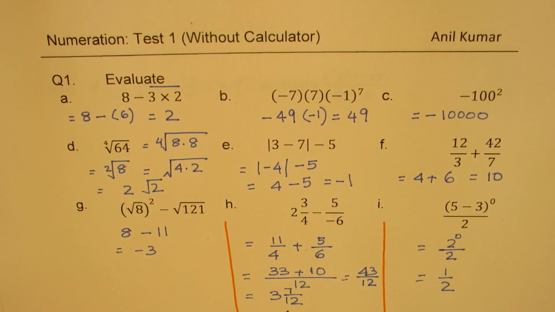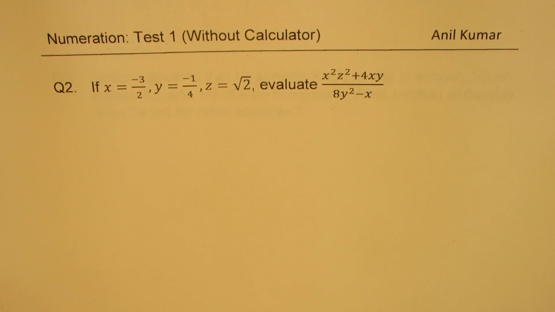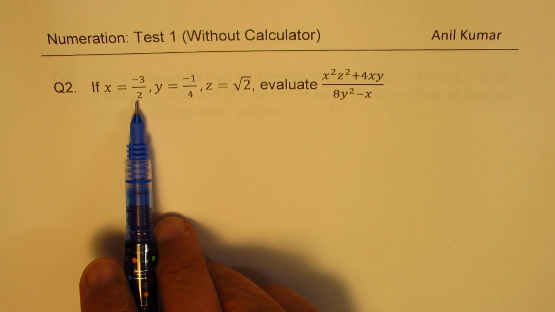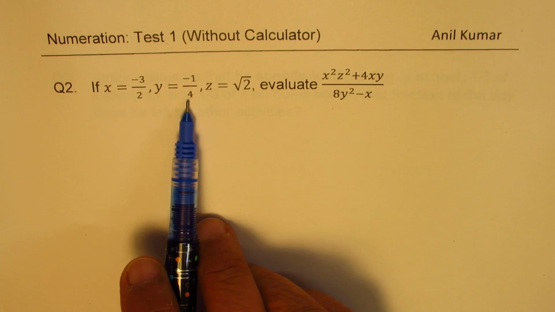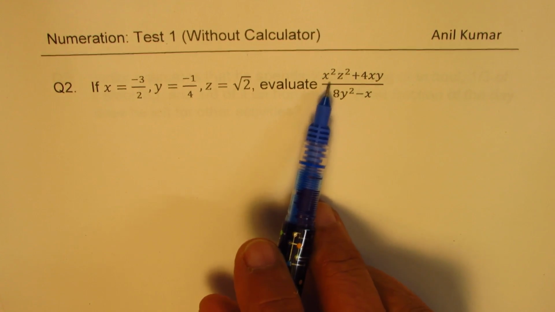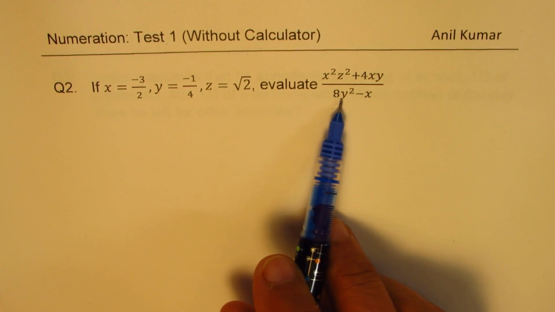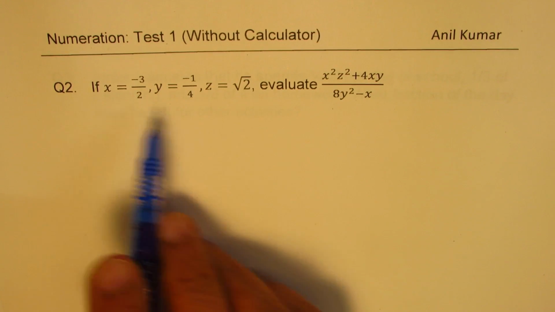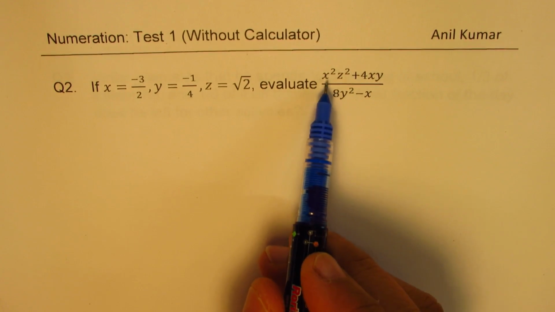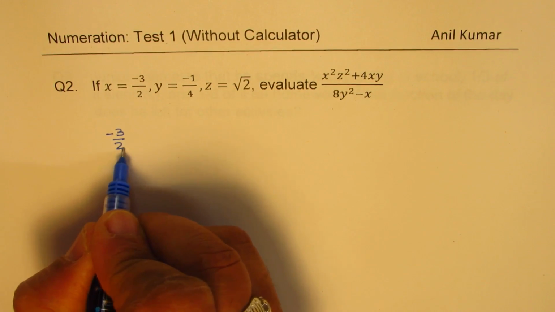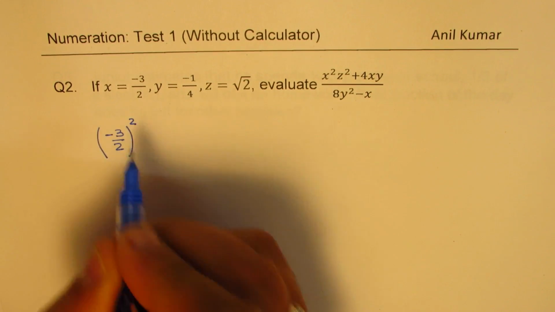Let's move on and take up question number 2. If x equals minus 3 over 2, y equals minus 1 over 4, and z equals square root of 2, we need to evaluate this expression: x square z square plus 4xy over 8y square minus x. So let's substitute these values and figure it out. So we have x square, right? That is minus 3 over 2 whole square. So that is x square.